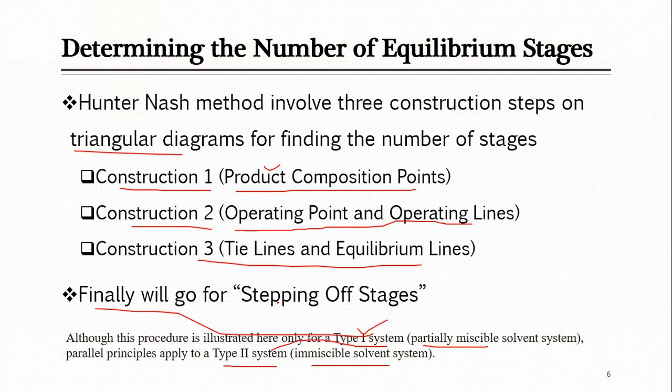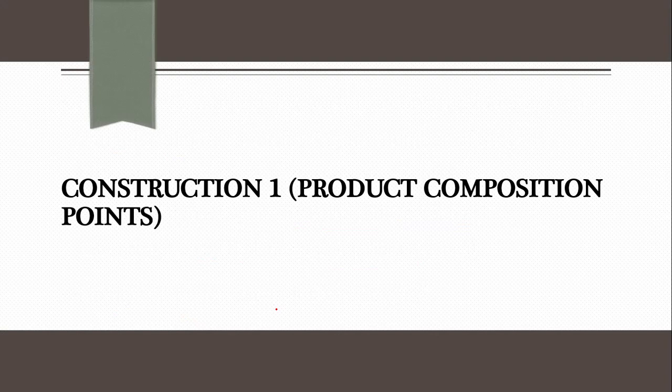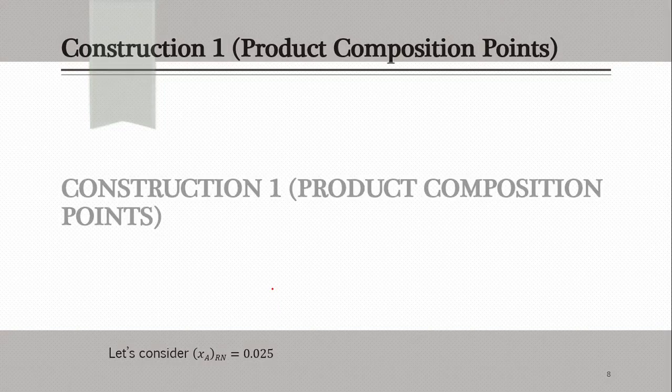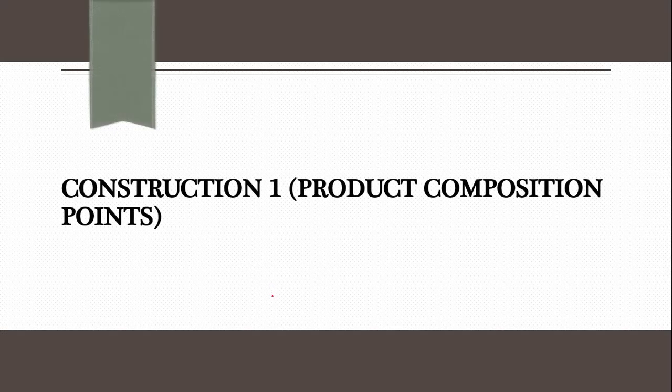So let's start with the first step, that's actually product composition points. Before I start the details of this, first of all what you should know is you should be provided with some information: what is your feed, what solute you want to extract from that feed, and which solvent you are going to use. Overall this information should be provided, and then, as we said, temperature should be provided, because with the help of temperature you will look for the equilibrium points.